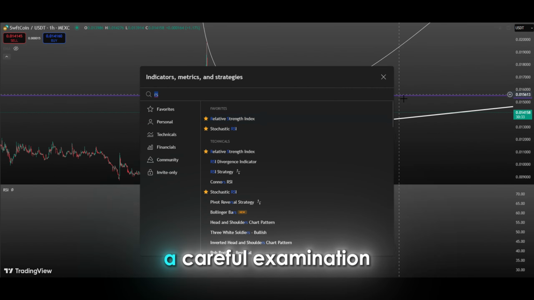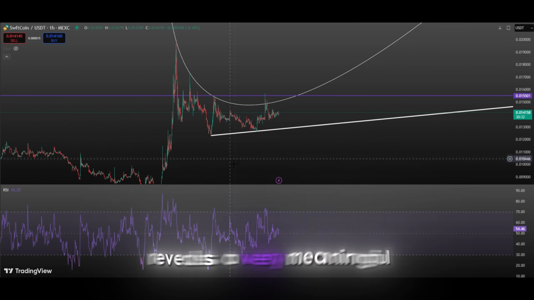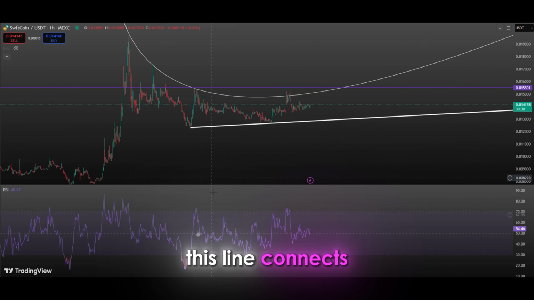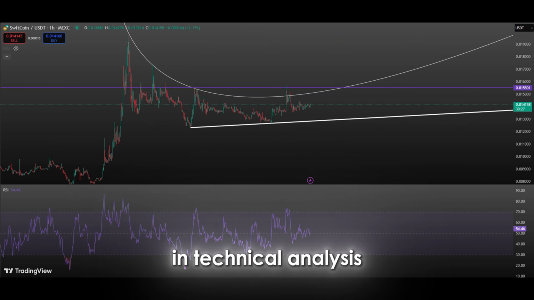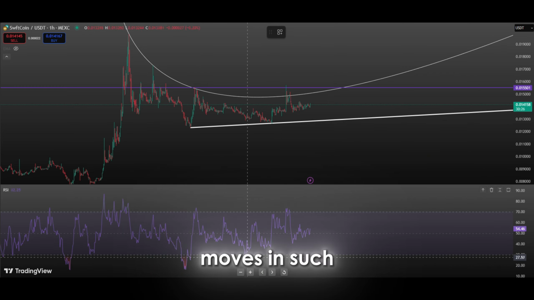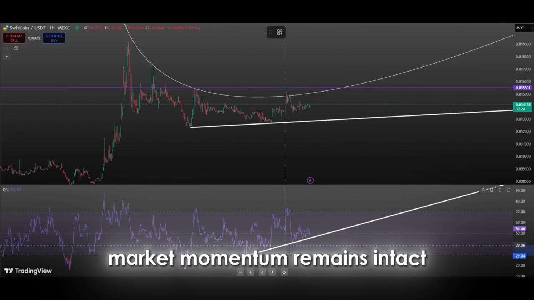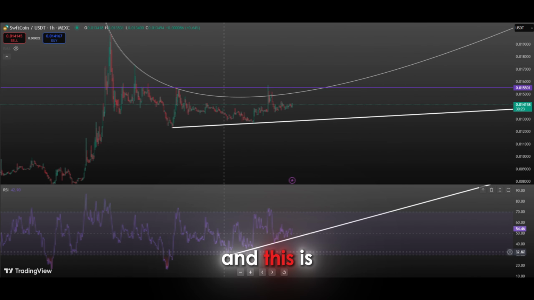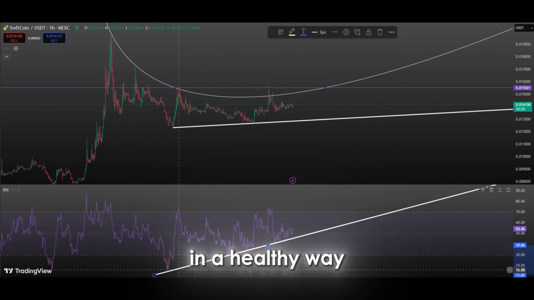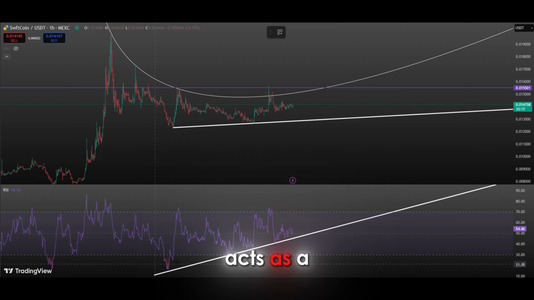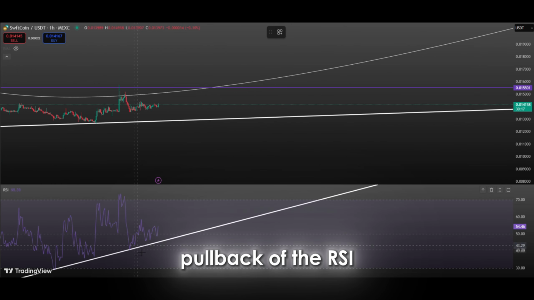A careful examination of the RSI chart reveals a very meaningful rising trend line. This line connects the RSI's past lows and shows an upward trend over time. In technical analysis, when the RSI moves in such an uptrend, it indicates that market momentum remains intact, and this is one of the basic building blocks for the price to gain strength in a healthy way. This rising support line acts as a floor for every pullback of the RSI.